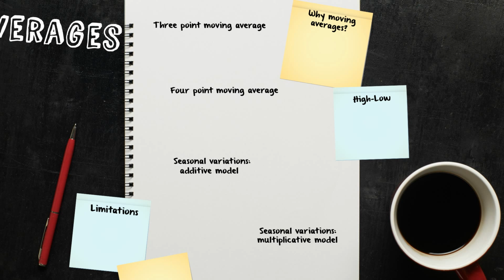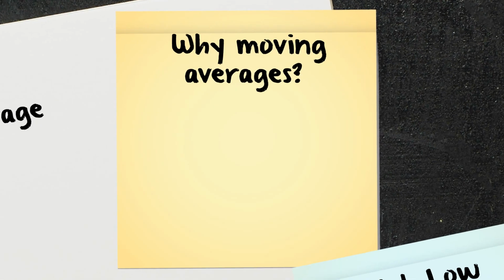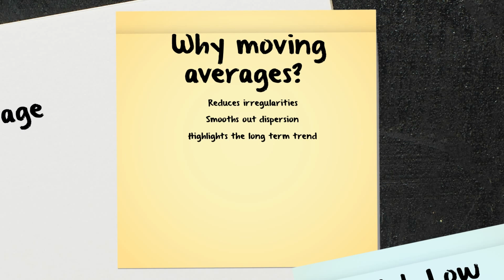But for now, let's jump in and consider moving averages. So let's start by looking at why we would use moving averages. Well, the ultimate purpose, the overarching purpose of using moving averages is to highlight the long-term trend in a data set. Because if you have a data set, it's likely that you're going to have lots of irregular results that are far higher and far lower than the rest of the results, etc. And using the moving averages basically reduces the impact of those irregularities and smooths out the dispersion of results.